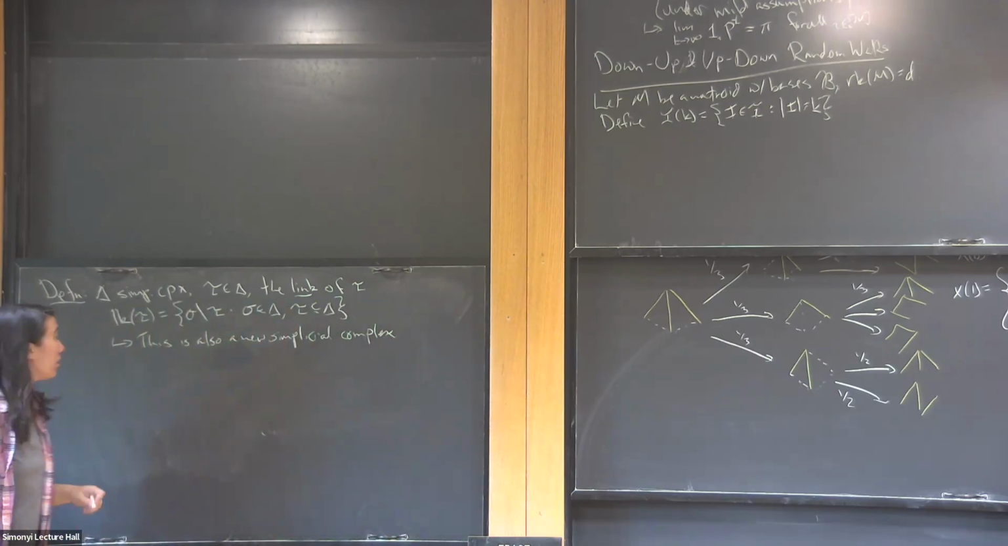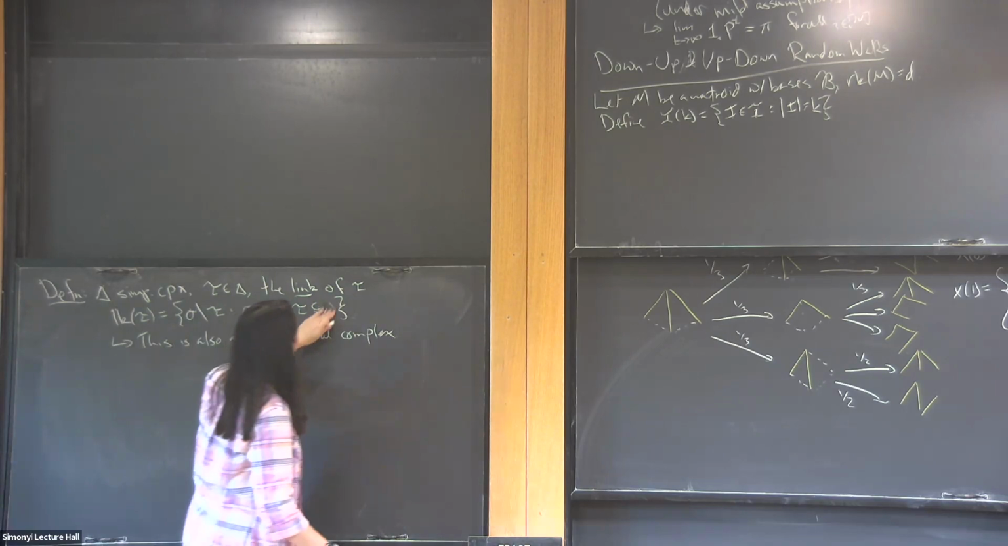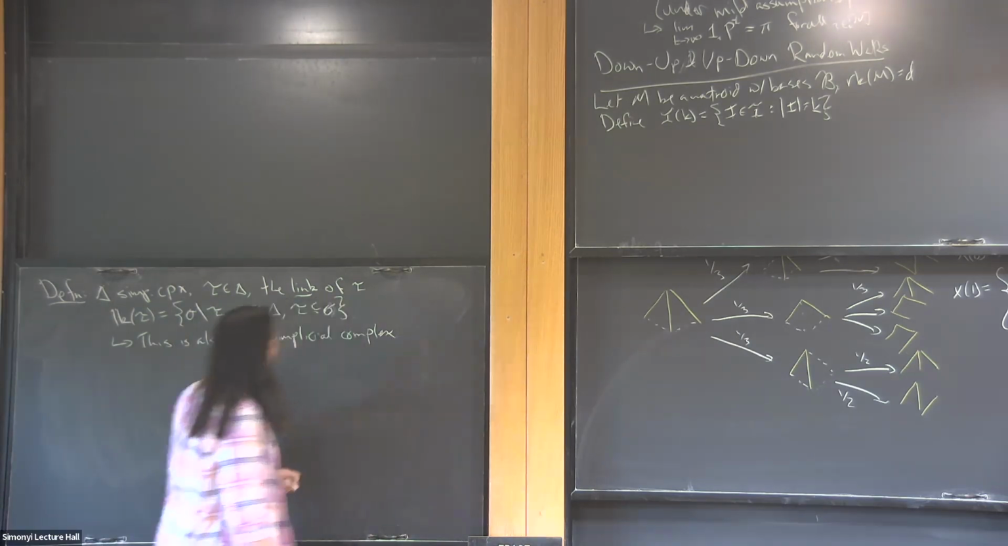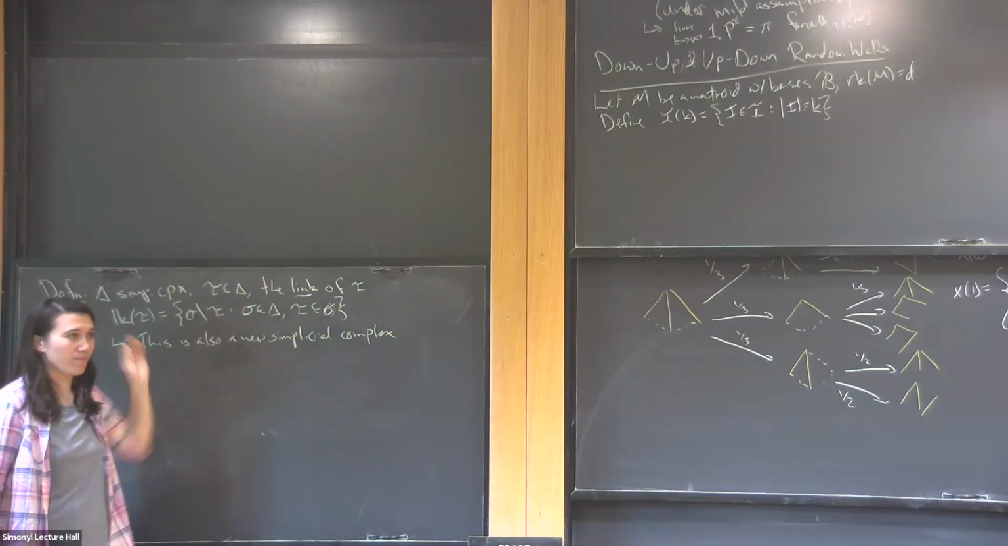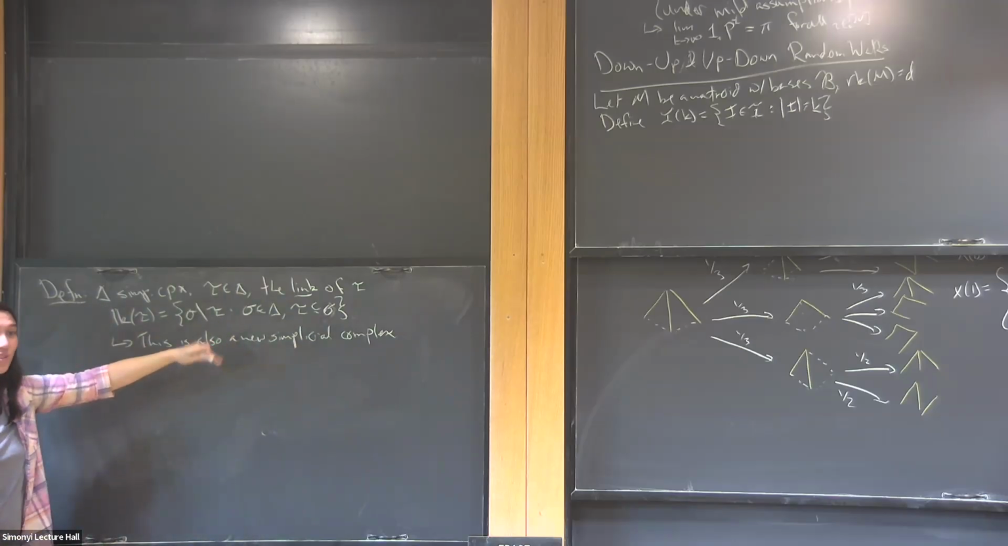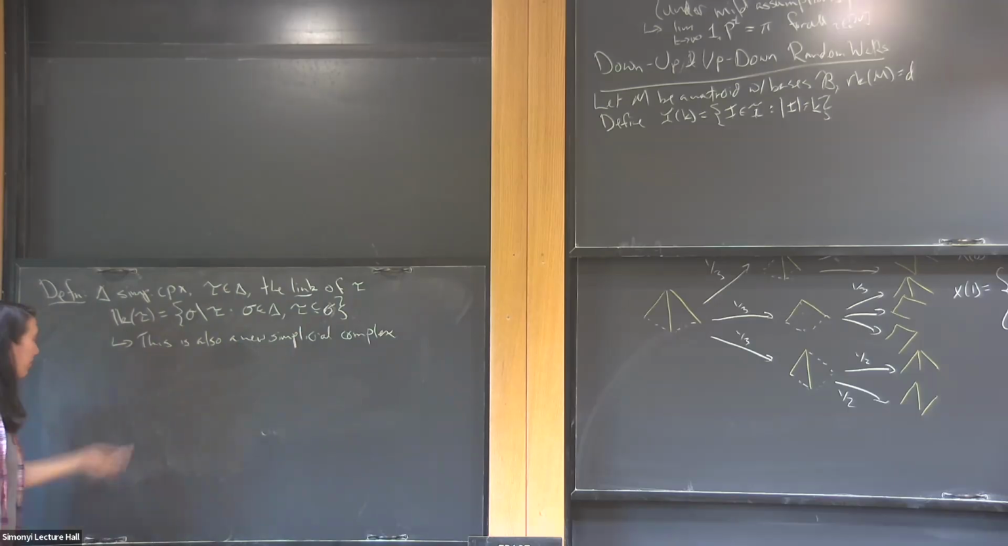You mean tau is a subset of sigma? Oh, yes, thank you. So we take the simplices that contain tau, and remove tau from them. Claim: this is a simplicial complex. Should maybe check that, but yeah.